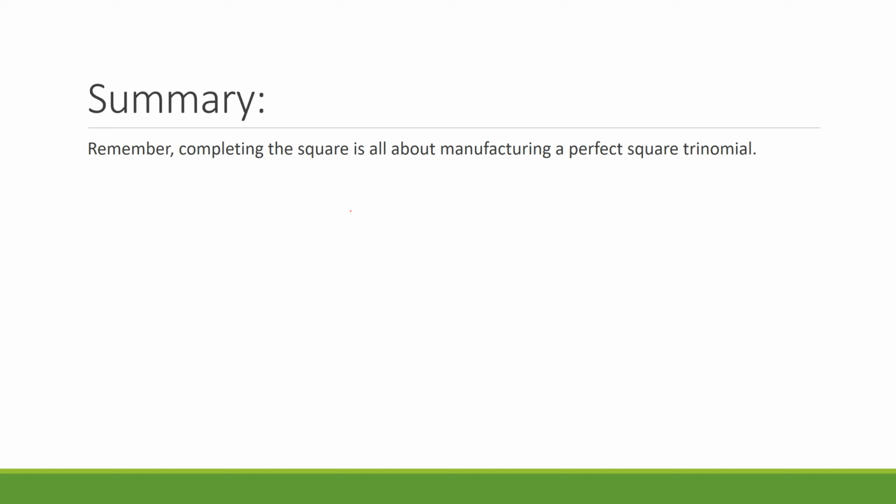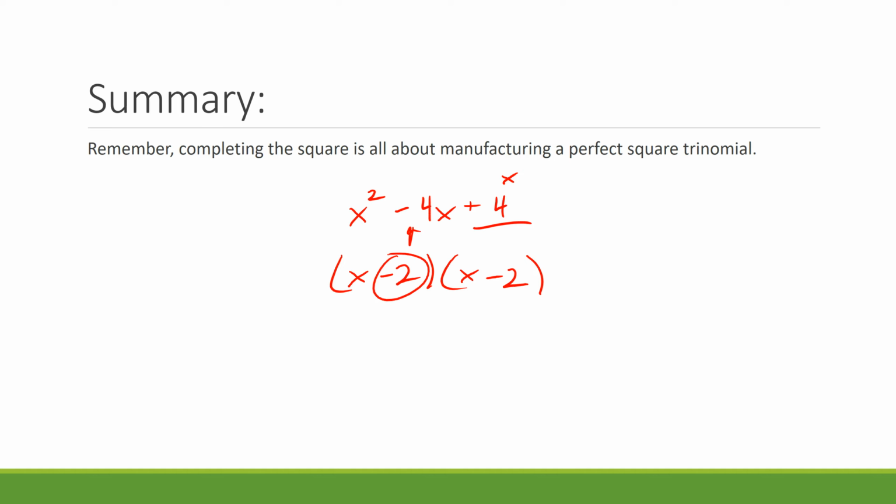Awesome. As a summary, remember, completing the square is all about manufacturing a perfect square trinomial. So my goal is to take whatever situation I have, maybe it's something like this, and I need to figure out, hey, what number is going to go here so that when I factor it, I have a perfect square trinomial. In this case, I would think, hey, what number that's the same adds to negative 4? That's negative 2 and negative 2. Okay, so what number needs to belong here so that when I multiply, I get negative 2 and negative 2? Well, that would be positive 4. Negative 2 times negative 2 is positive 4.